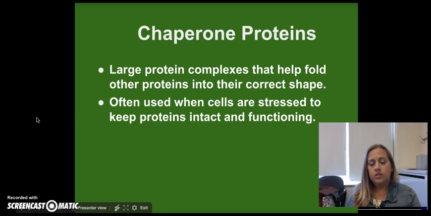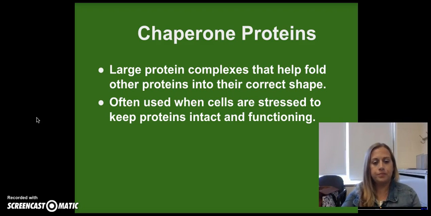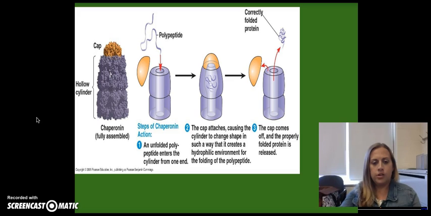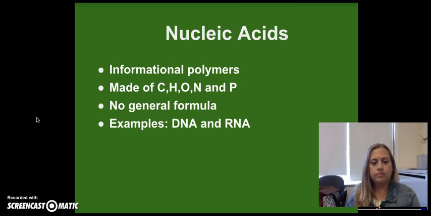Another class of proteins are called chaperone proteins. These are large complexes, and they help other proteins to fold into the correct shape. These are used when cells are stressed, and it helps to keep proteins intact and functioning normally. And so here you can just see it's a large structure. The polypeptide goes inside of the chaperone protein, gets folded, and then it will exit.